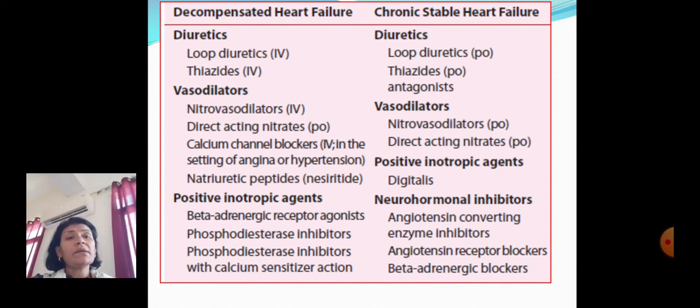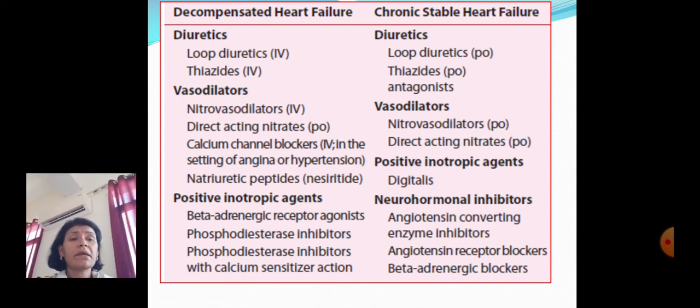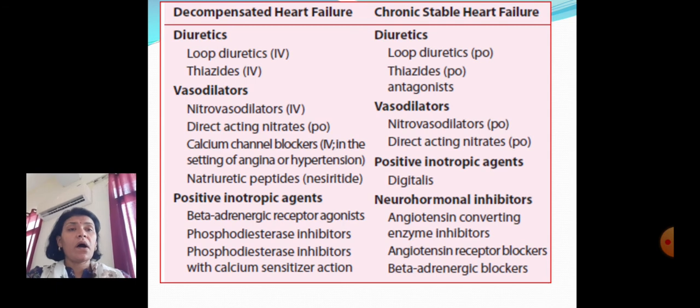In chronic stable patients with heart failure, again loop diuretics and vasodilators are used. Here we also use positive inotropic agents like digitalis, especially in those cases where valvular lesions are the cause of heart failure. Then we use neurohormonal inhibitors, that is angiotensin converting enzyme inhibitors, ARBs, and beta blockers. These all help in remodeling of the heart.